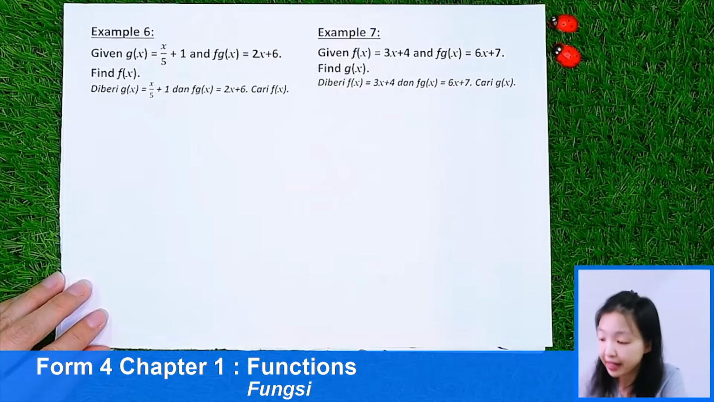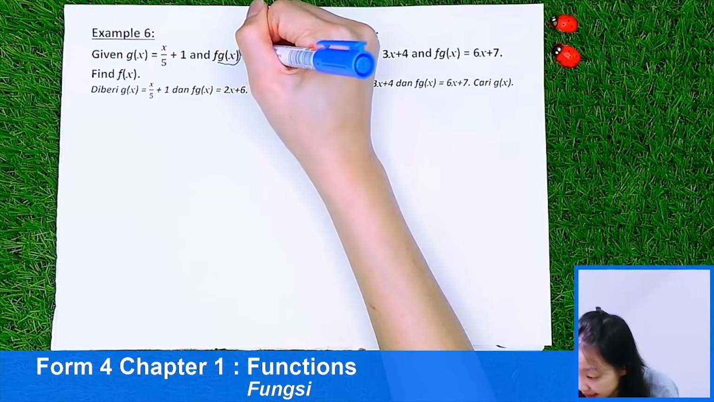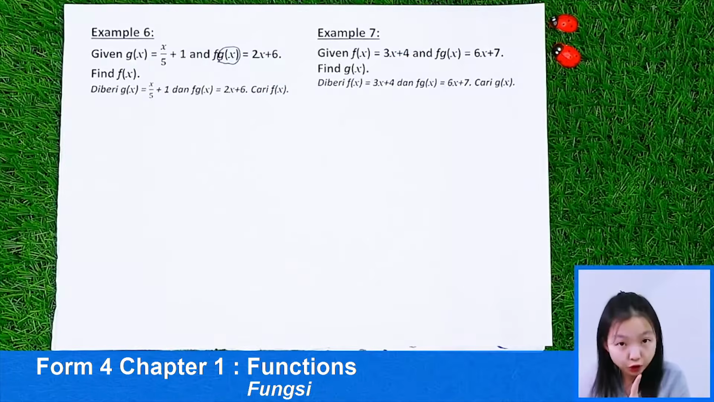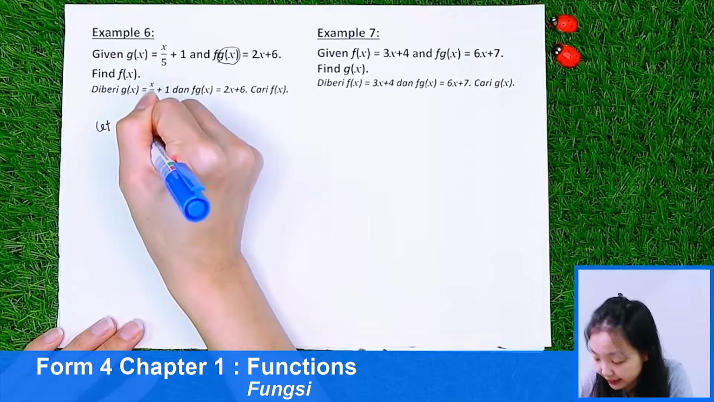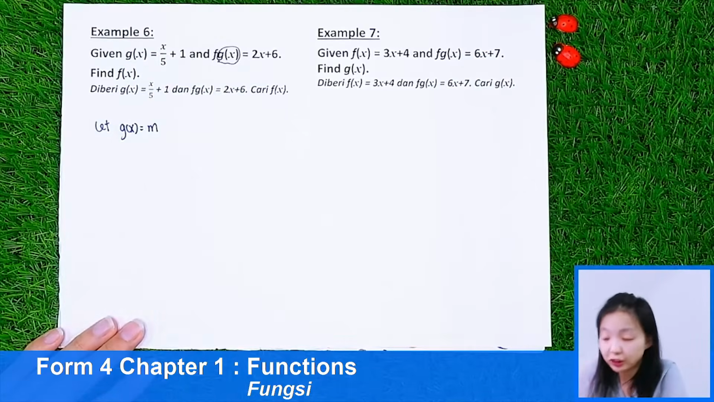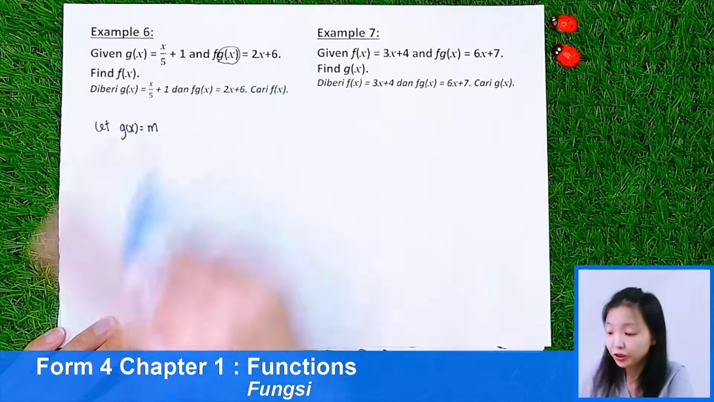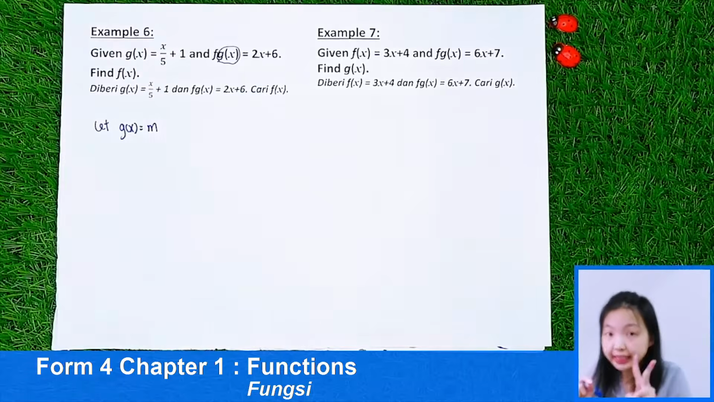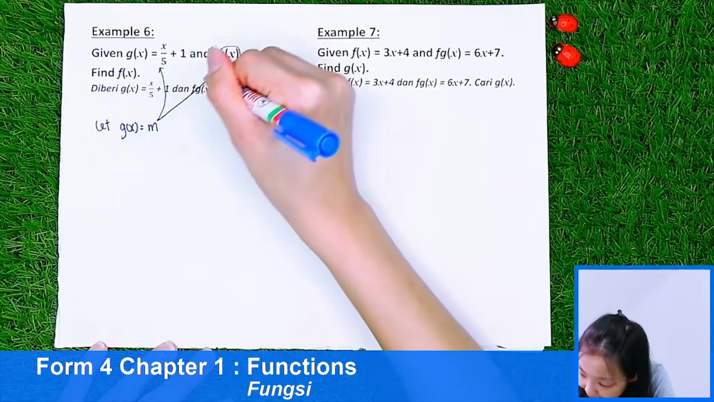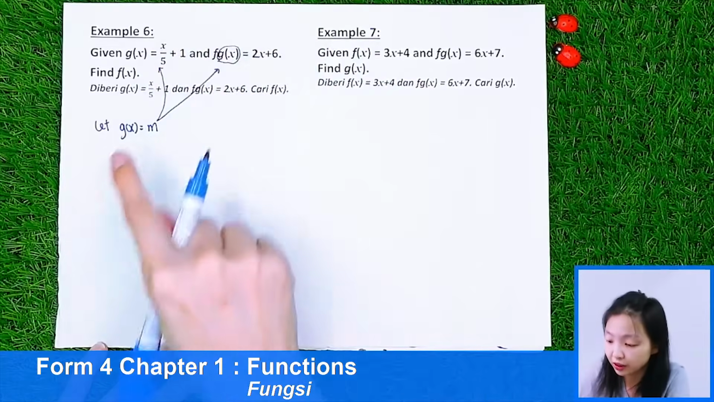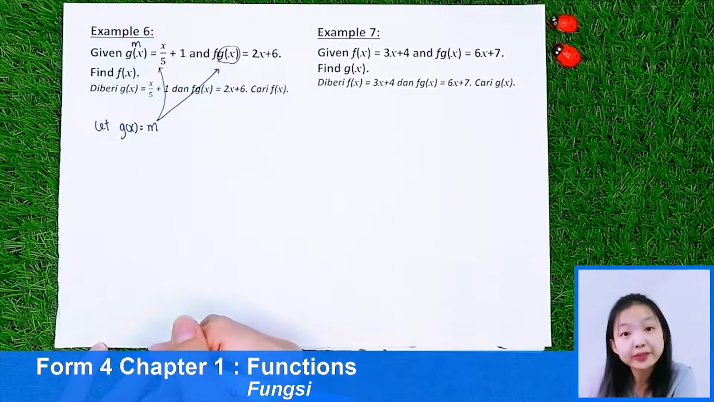The first step, I will see the composite function that the question gives me. What is the inside here? This is g(x). Then the first step I will do is let g(x) is equals to m. The one I choose is the inside one, not the outside one. The second step I will do is I will put inside here and inside here. So g(x) is equals to m.